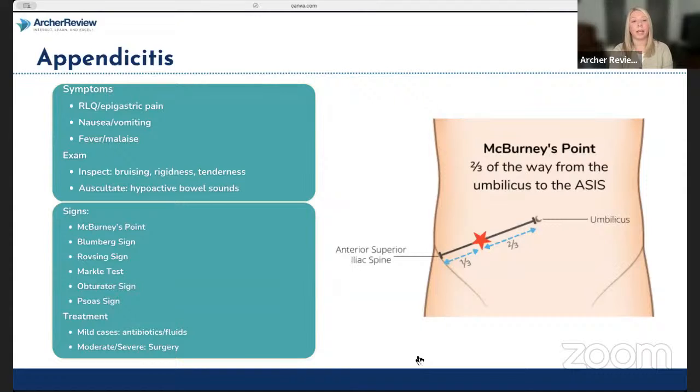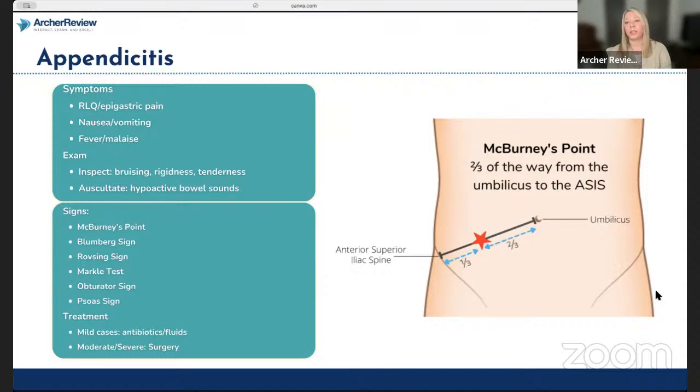All right, so appendicitis is marked by inflammation of the appendix. So we'll see right lower and epigastric pain, nausea and vomiting, and fever and malaise. On exam, we may see bruising, rigidness, and tenderness. We'll auscultate the abdomen and likely hear hypoactive bowel sounds. Now, there are actually a ton of specialized exam techniques that you can do for appendicitis.